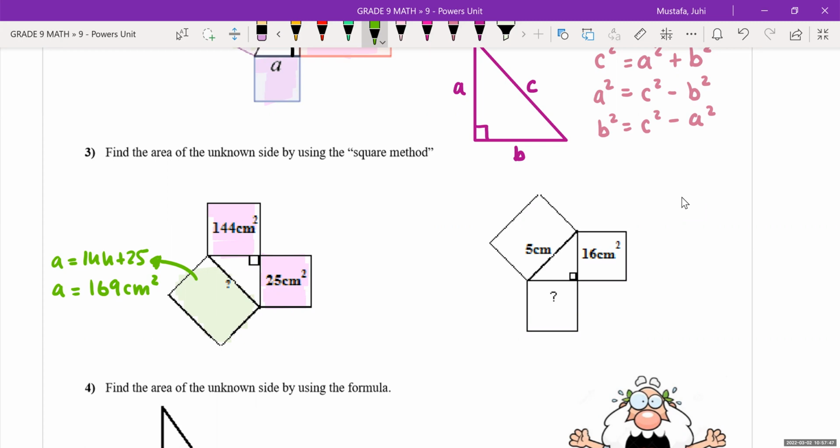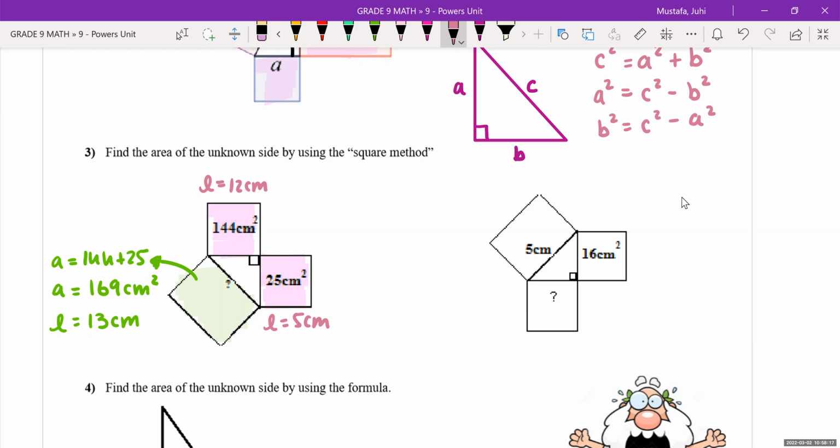Now, the question is not asking for this, but if we know the area of that square, can we also find the side length of it? Yeah, what would be the side length of the green square? Good. The length of this would just be 13 centimeters. Just for practice, what would be the side length of this small square? Good, 12. And what would be the side length of this? Good. So using the square method, you can actually find the areas of everything and the side lengths of everything.